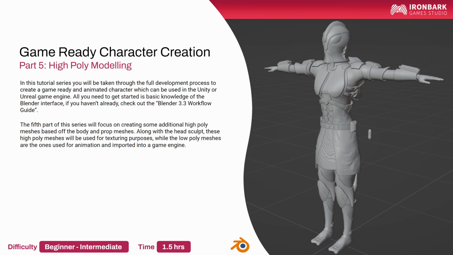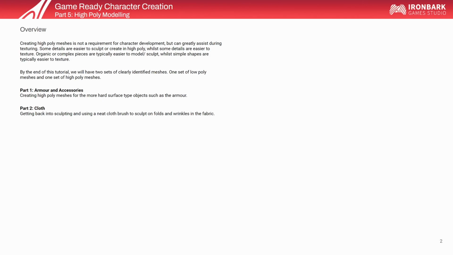Welcome to the 5th video in this series, which will focus on creating some additional high poly meshes based off the body and prop meshes. Along with the head sculpt, these high poly meshes will be used for the texturing process. Creating high poly meshes is not a requirement for character development, but can greatly assist during texturing. Some details are easier to sculpt or create in high poly, while some details are easier to texture. Organic or complex pieces are typically easier to model or sculpt, while simple shapes are typically easier to texture.